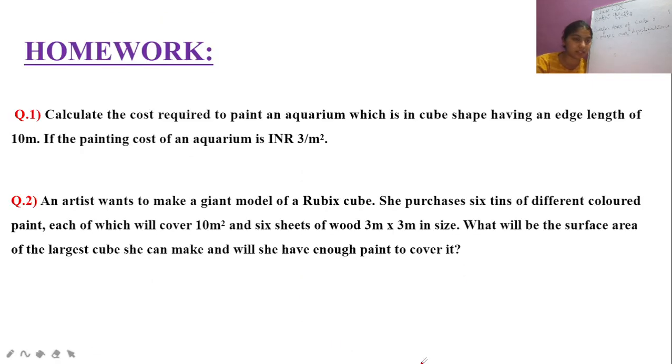Now students, this is your homework part. There are two questions. Firstly, calculate the cost of the paint required for an aquarium in the shape of a cube, right? The edge is given to you as well as the cost, so calculate the area first, then you will go with the cost. Okay, same for the second: an artist has made a Rubik's cube, right? She has to calculate the surface area of the largest cube she has made, so how much paint she requires to cover it all. So you have to do it for this cube.